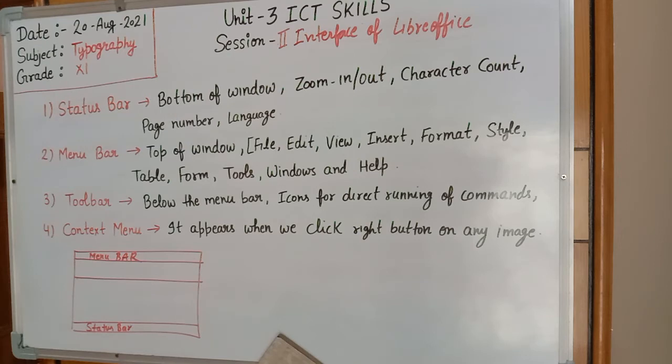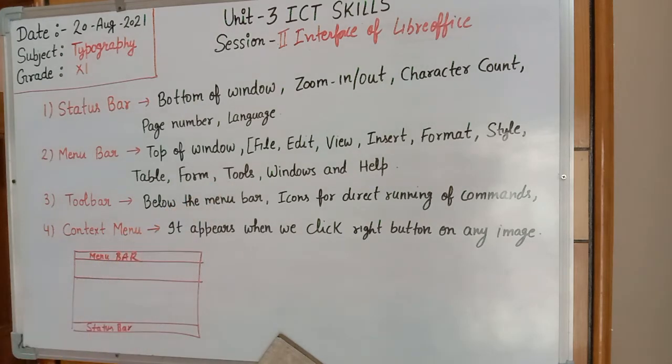And table contains the commands to insert or delete a table in a document. And form contains the commands to insert different controls, like text box, list box, command box, check box. So multiple types of options can be inserted related to a form. When we are going to design a registration form, that is under the form option.